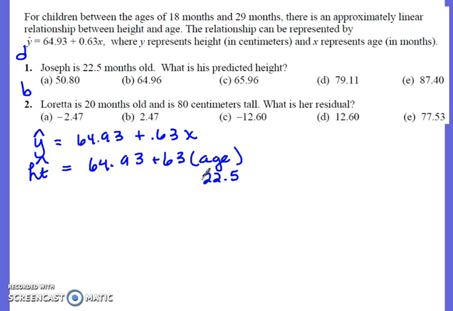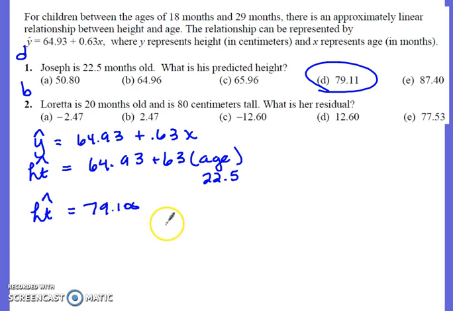Just put it back where it came from. And when you plug this in, I ended up with the predicted height being equal to 79.105. That's right. That's D. That's what I got, which D is the best answer.